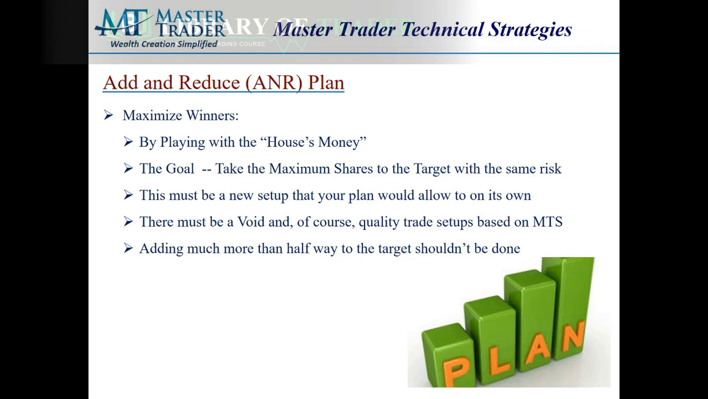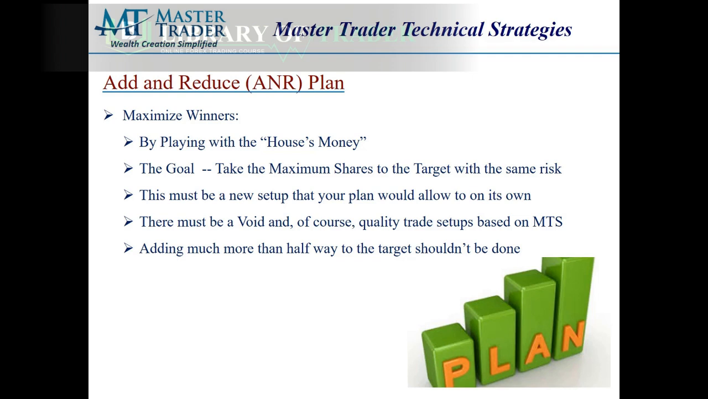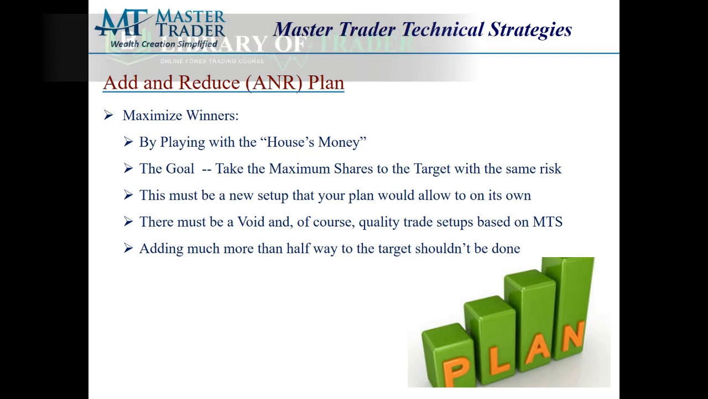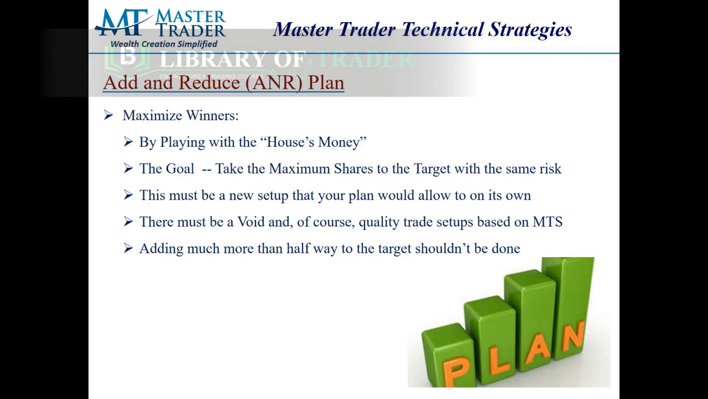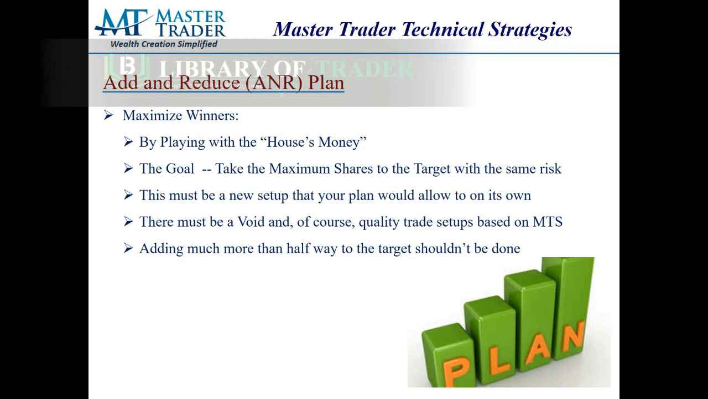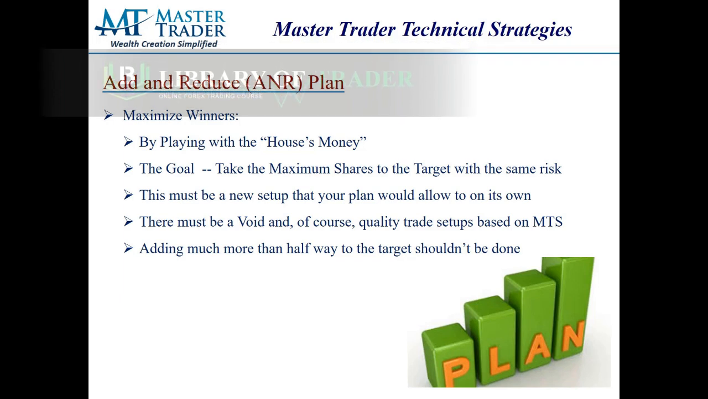The goal: take the maximum amount of shares to the target with the same risk. As mentioned, this has to be a new setup that's in your plan. You would have taken it anyway if you missed the original entry point. In other words, it's just a brand new setup, and it's a setup that we would do. It must be a void, right? Meaning there has to be room for it to run.